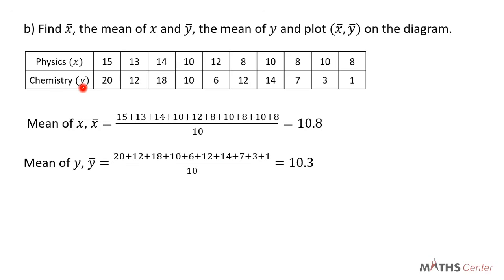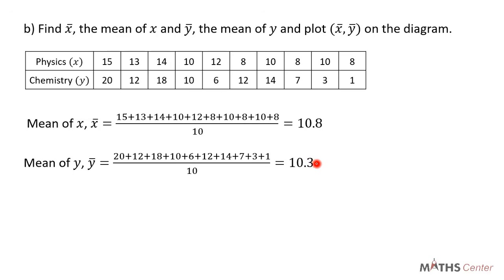Then we will find y mean. To get the y mean, we will add all the y values and we divide it by 10 since they are 10 in number. So you have 20 plus 12 plus 18 plus 10 plus 6 plus 12 plus 14 plus 7 plus 3 plus 1. You divide that by 10 and that gives us 10.3. The x mean is 10.8. The y mean is 10.3.